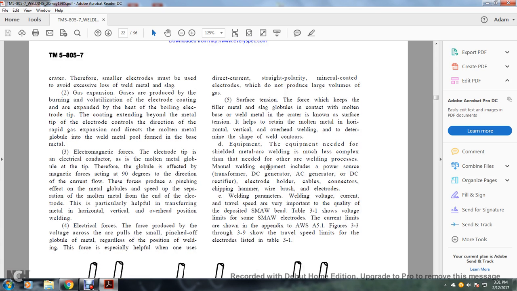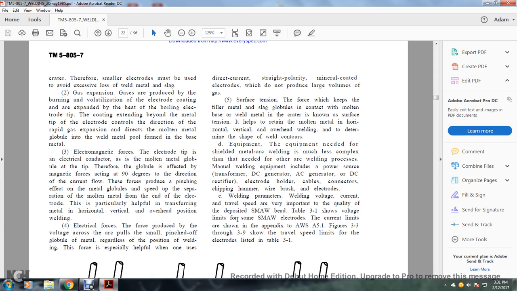The equipment needed for shielded metal arc welding is much less complex than that needed for other arc welding processes. Manual welding equipment includes the power source, transformer, DC generator, AC generator, DC rectifier, electrode holder, cables and connectors, chipping hammer, and wire brush. Welding parameters, welding voltage, current, and travel speed, are very important to the quality of the deposited shielded metal arc welding bead.